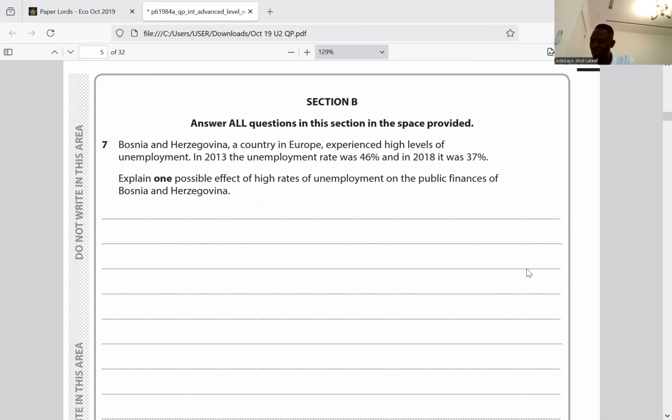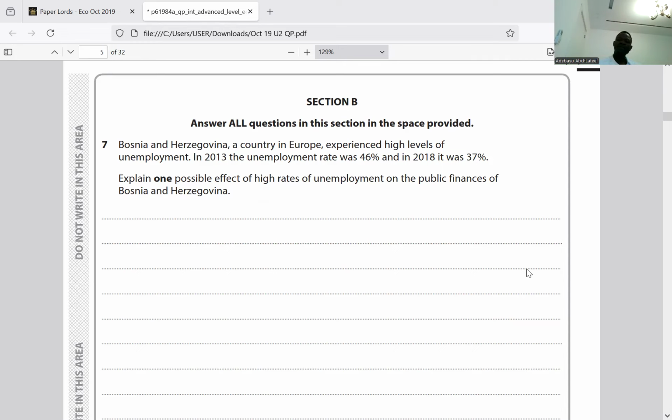The unemployment rate is the percentage of individuals that are willing and able to work and actively seeking work. It's a percentage, it's a rate. So it said an increase in unemployment leads to higher demand for welfare benefits, increasing government spending, possibly leading to deterioration in the public finances.